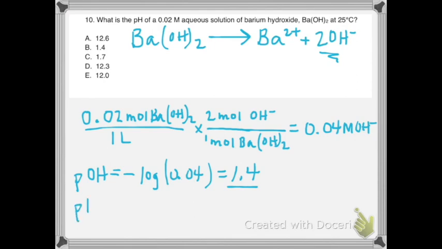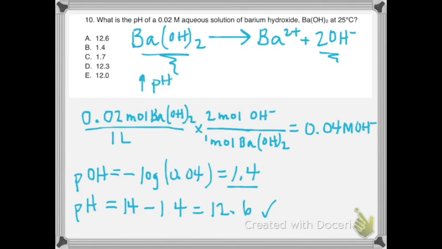Okay, so our pH is going to be equal to 14 minus 1.4, which then will be equal to 12.6. And this checks out because we have a strong base. So we expect to have a high pH. Okay, so then that makes this problem A for the correct answer.